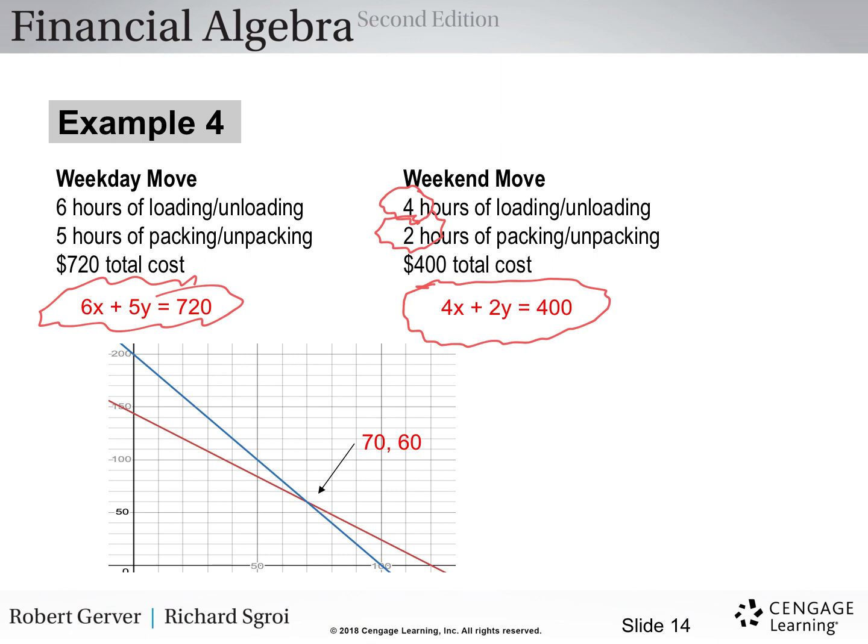Now, I want to find out what X and Y are equal to, because that's going to be their hourly rate for loading and unloading, which is one rate, and for packing and unpacking, which is the other rate, or Y. So I've, again, used Desmos. I have graphed both of these equations, and I see where they intersect. And where they intersect is where X is equal to 70 and Y is equal to 60.